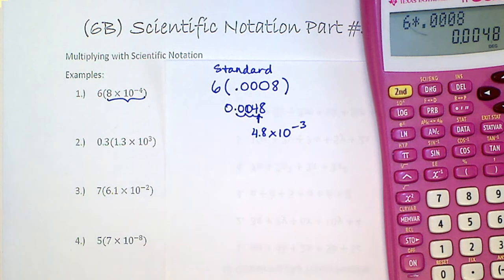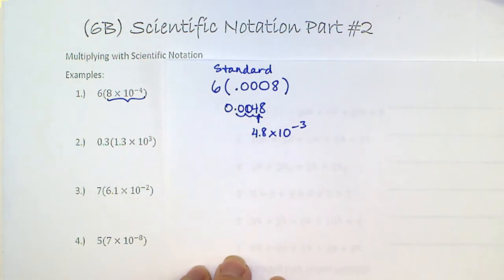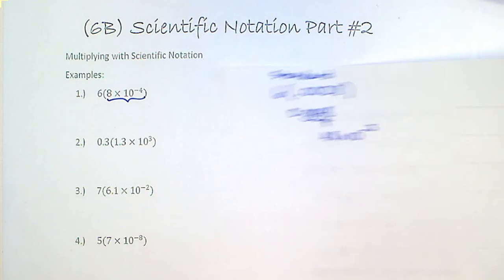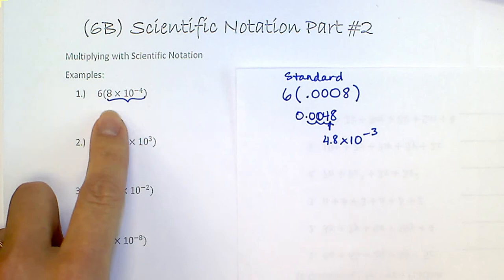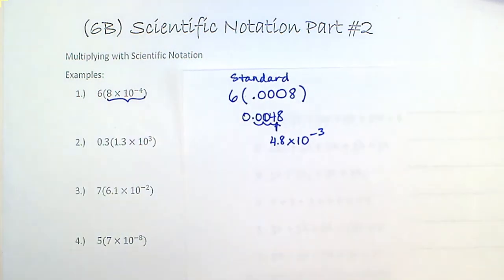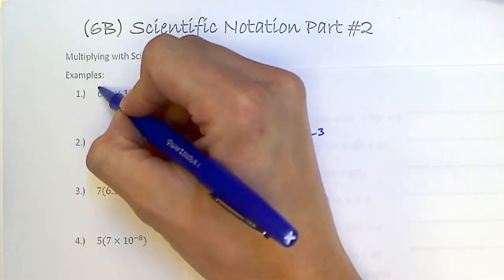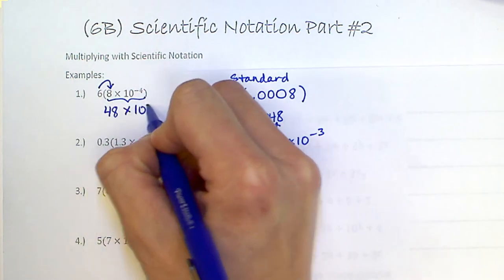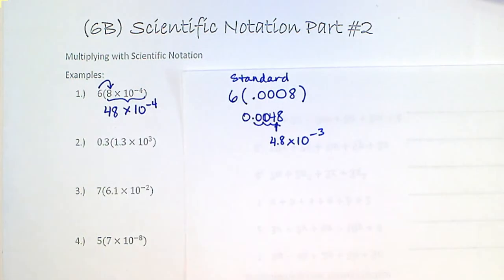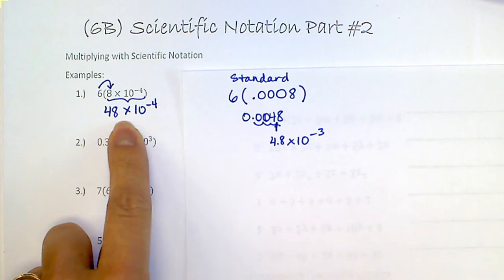I did that on a scrap piece of paper because that's the way I'm choosing not to do it, so you can kind of leave that off to the side if you like. But the easier way is just to do 6 times 8. So that gives us 48 times 10 to the negative 4th. However, this is not technically scientific notation.